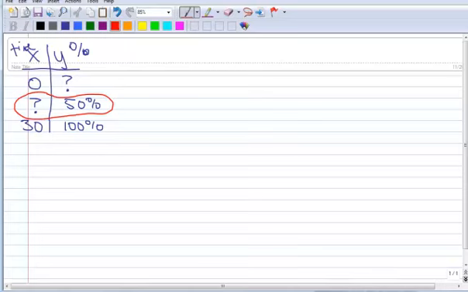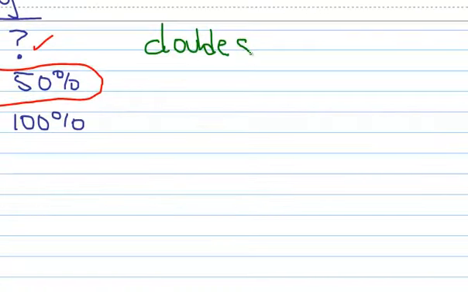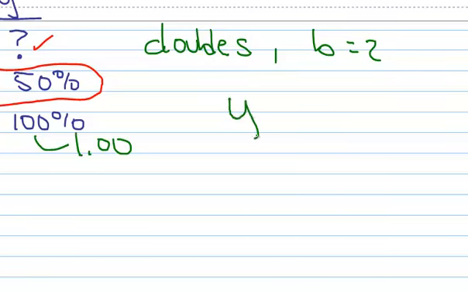This is kind of like the 2-point system, except there's no point here, so I can't make 2 points. But I do know something about the situation. I know it doubles. So that means b is 2. I'm going to change this first to a decimal, and then I'm going to use y equals a times b to the x, or t, and create an equation there. So y is my amount, and that's 1, or 100 for 100%.